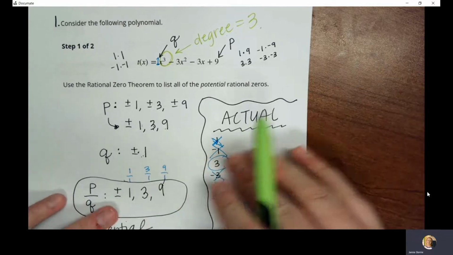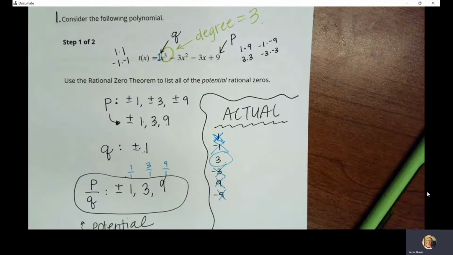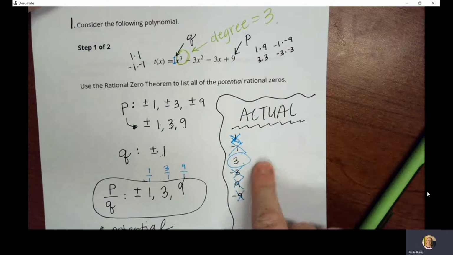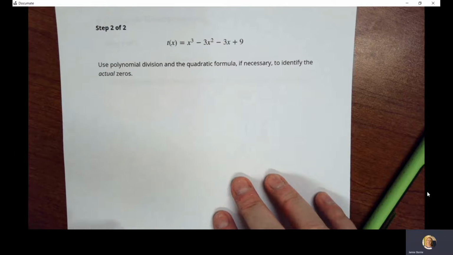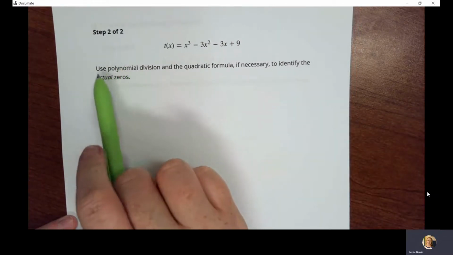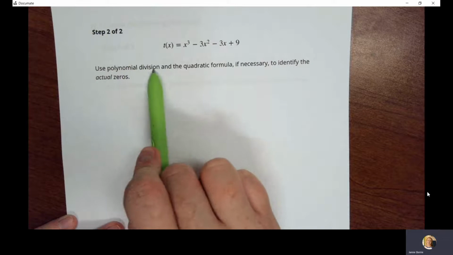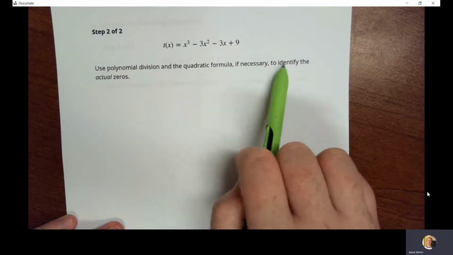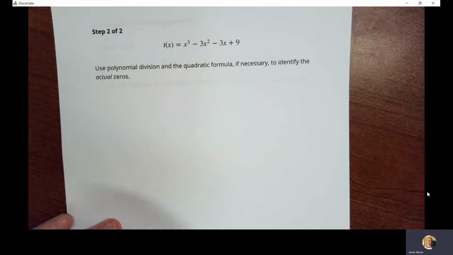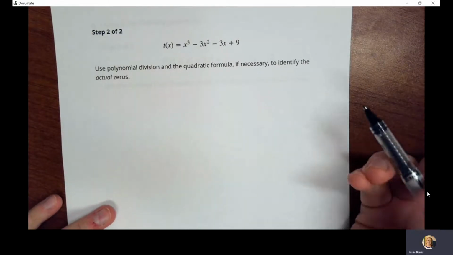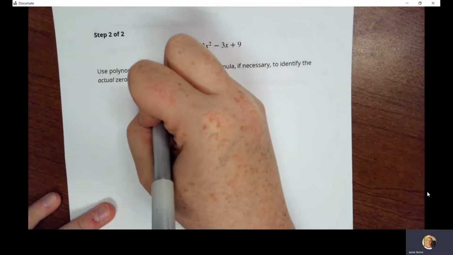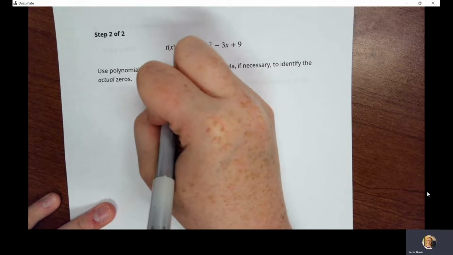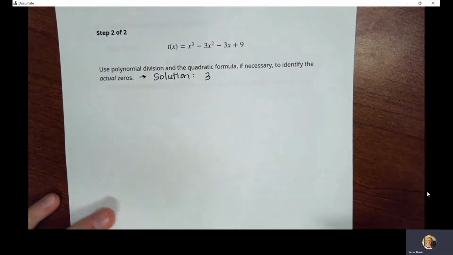Now we're going to have to do a little bit of fancy footwork to find the other 2 zeros, but we're going to use this as our starting point. It says step 2, use polynomial division and the quadratic formula, if necessary, to identify the actual zeros. We've already found 1. This is where we'll list our actual solution or answer. Our first one is 3.